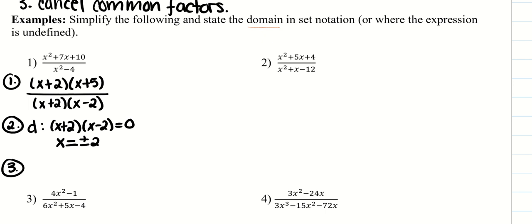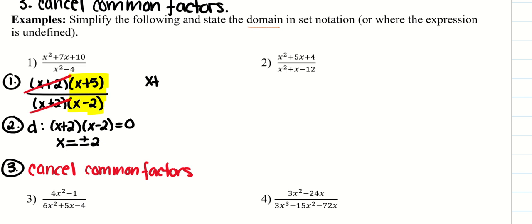Step 3 is going to be cancel common factors. So cancel your common factors. Try and do it in different colors so that you can identify what you're canceling. x plus 2 and x plus 2. This leaves me with the ratio x plus 5 over x minus 2. So the answer is x plus 5 over x minus 2 with the domain restrictions for x values that cannot equal plus or minus 2.